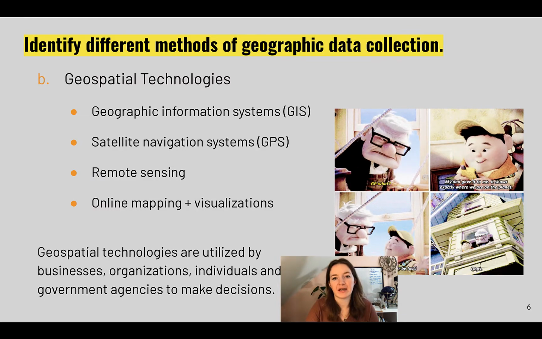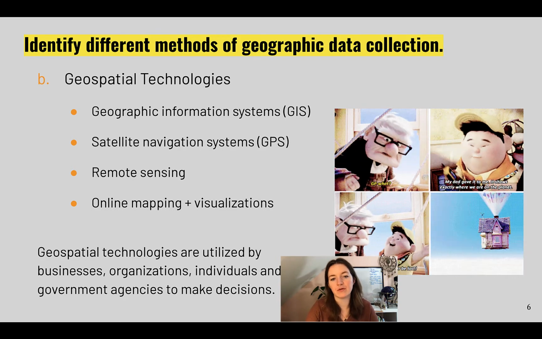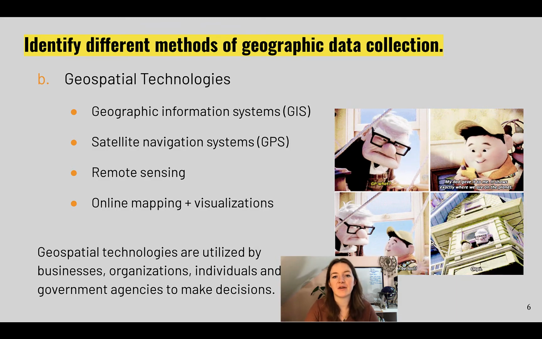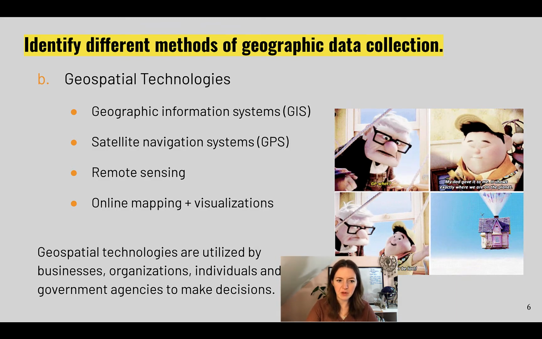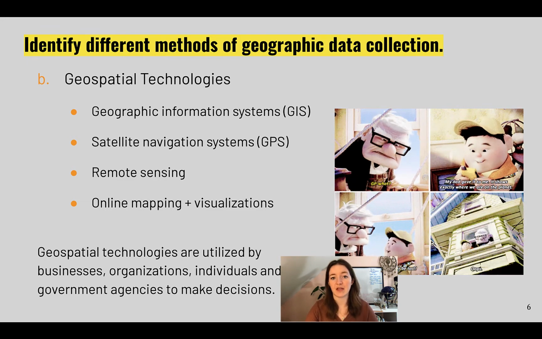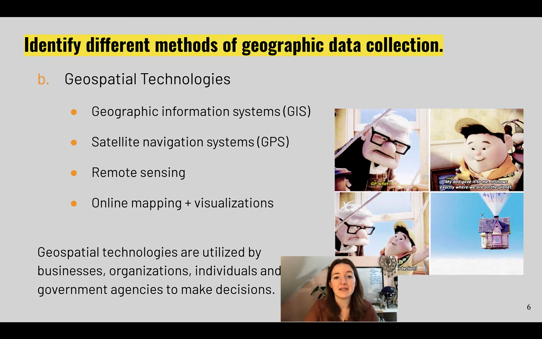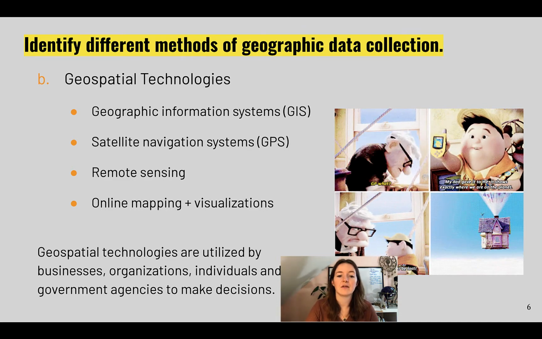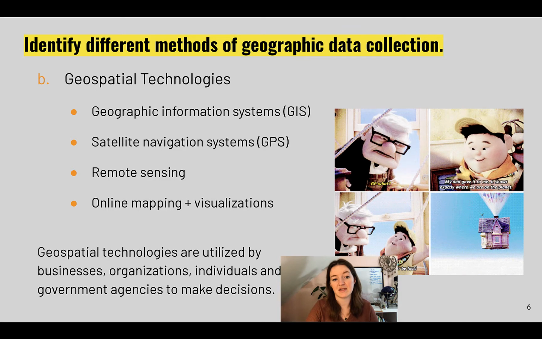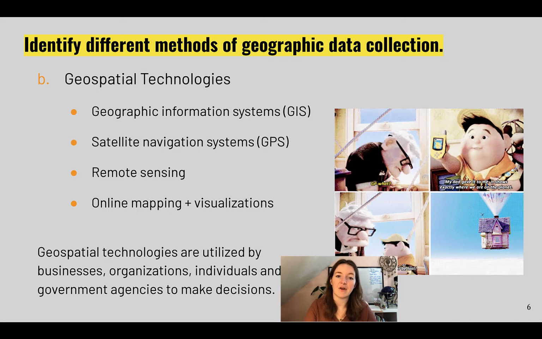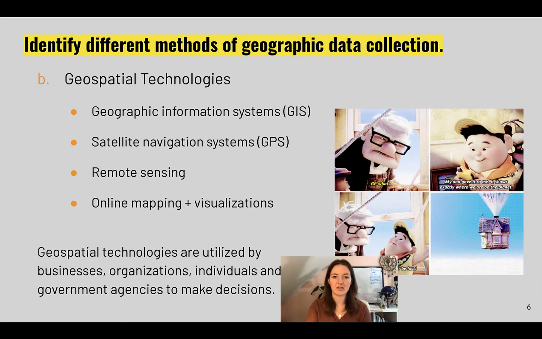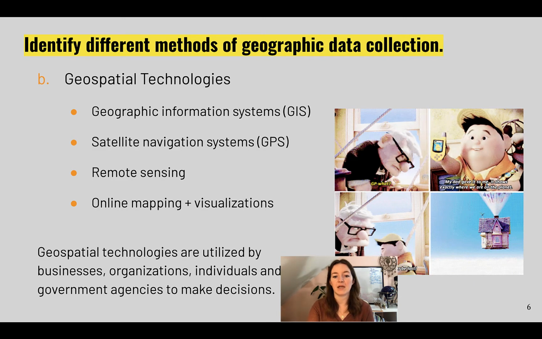So how do we collect data? One of the major ways is through various geospatial technologies. So we could go in and just look at things, but also we have a lot of tools that help us do it. And we split them down into a few different things. One of our big ones is GIS, Geographic Information Systems. And this sounds similar, but is different than GPS, which are global positioning systems or satellite navigation systems. We also have remote sensing, and we have online mapping and visualizations. So different businesses, organizations, individuals, government agencies use all of these tools to help them make decisions.